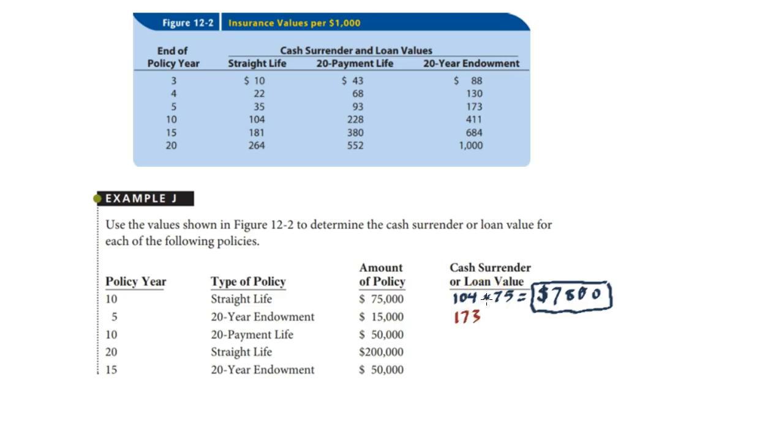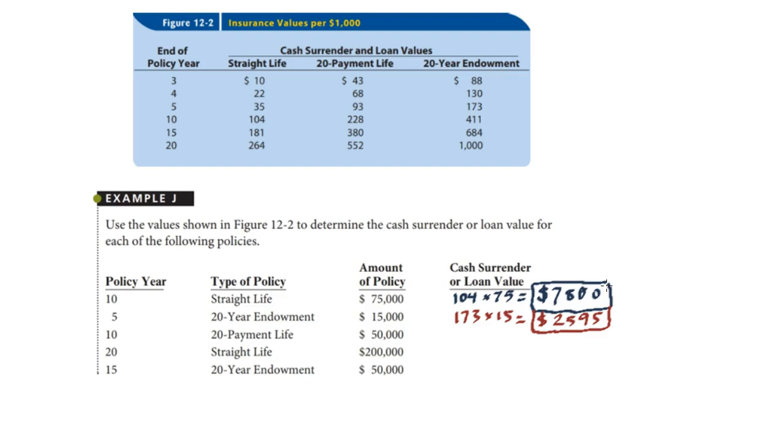and we want to multiply by, now we have a new amount of the policy, which is 15,000. So what do we get if we take 15,000 and divide by 1,000? Well, we just have 15. So we're going to multiply by 15. And that gives us $2,595. So we can get a loan or get a cash surrender for this amount.